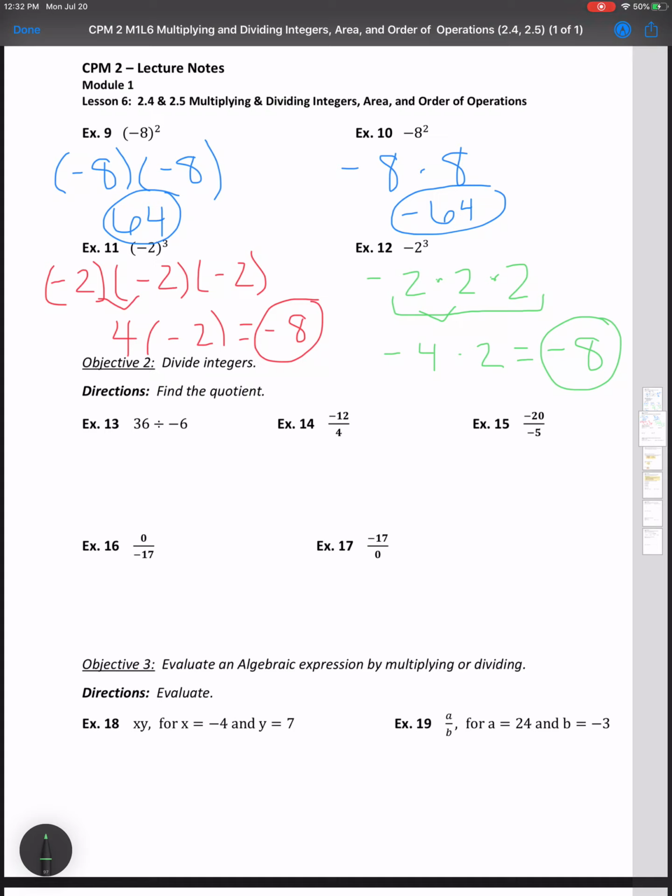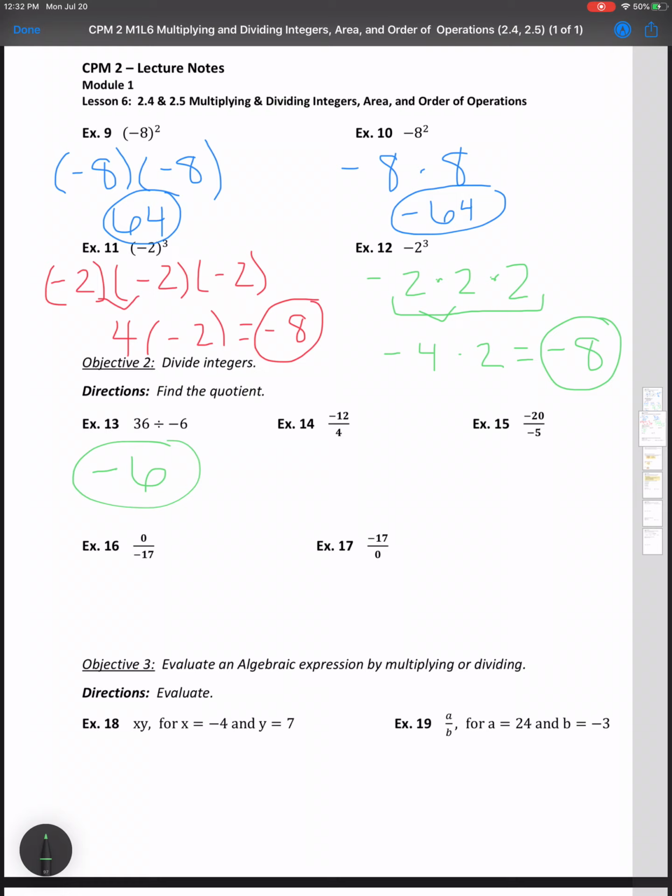Okay? Objective 2, we're getting ready to divide integers, and when we do this, remember your rules are the same as when we multiply. So look at example 13. 36 divided by negative 6. Same sign or different? Different. So it's going to be a negative, and then just divide. What is 36 divided by 6? 6. Final answer, negative 6.